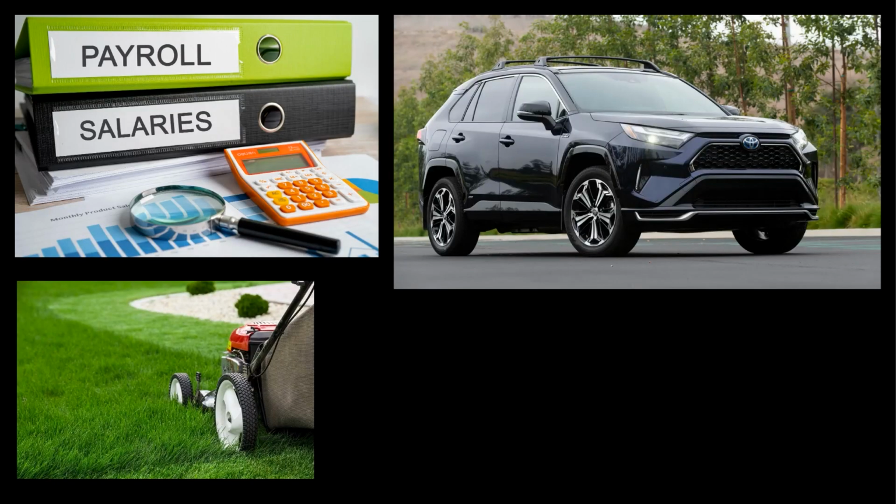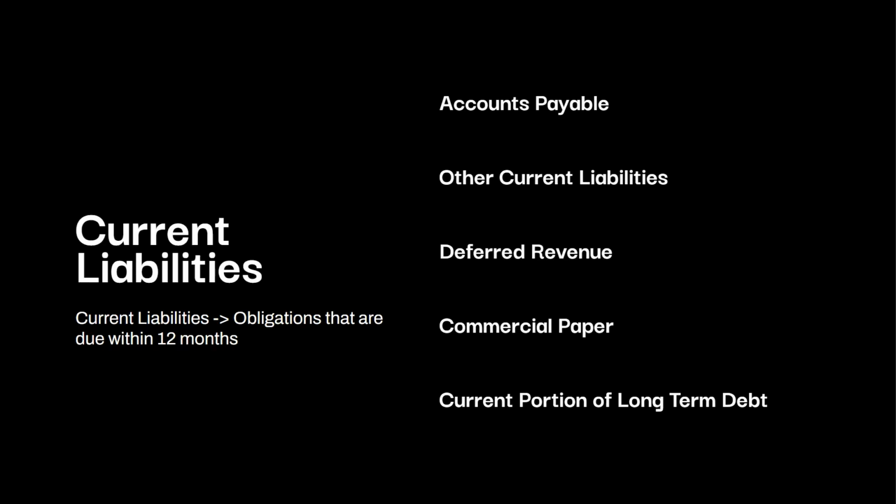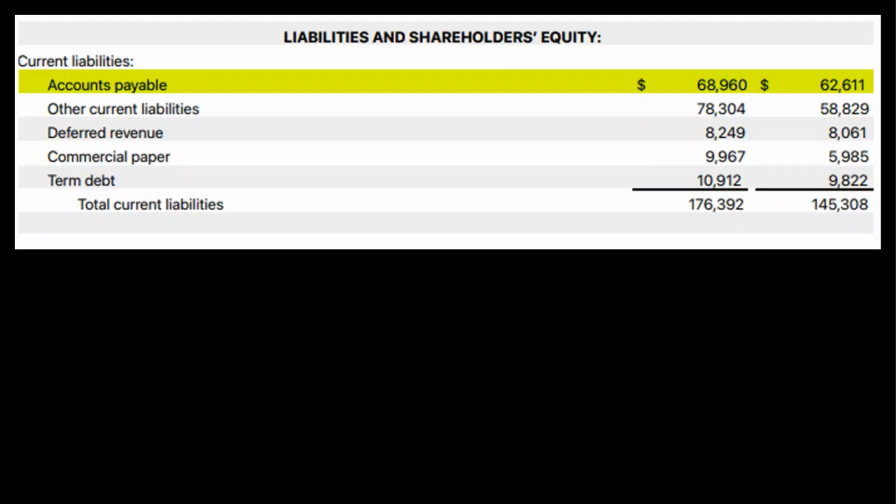All right, let's talk about part 2, which is going to be liabilities. Liabilities are what the company owes to others. You can think of businesses, creditors, governments, and employees, right? Payroll and salaries, right? You have someone that cuts your yard every week, right? That's a liability. You have payments for a car. Well, that's also a liability. So current liabilities, again, current means within 12 months. So obligations that are due within 12 months: accounts payable, other current liabilities, deferred revenue, commercial paper, current portion of long-term debt. So accounts payable is money owed to creditors or suppliers, right?